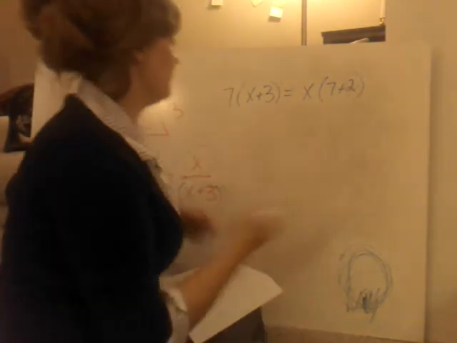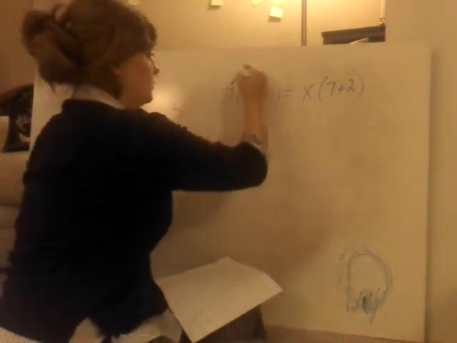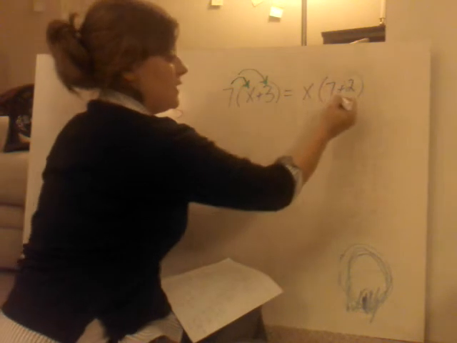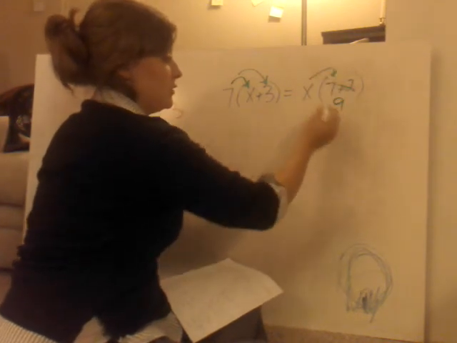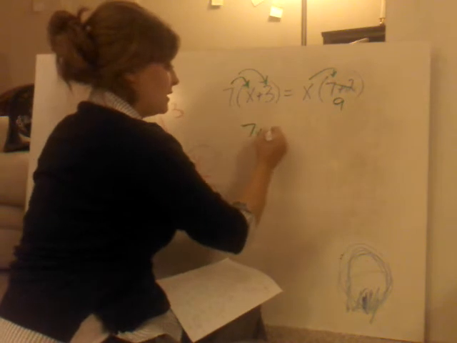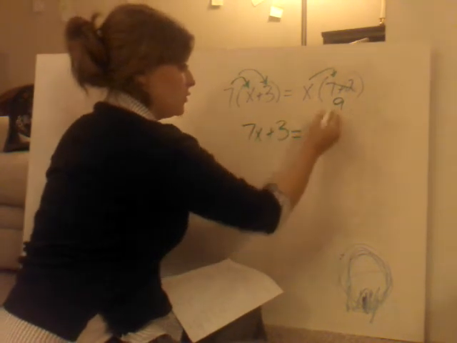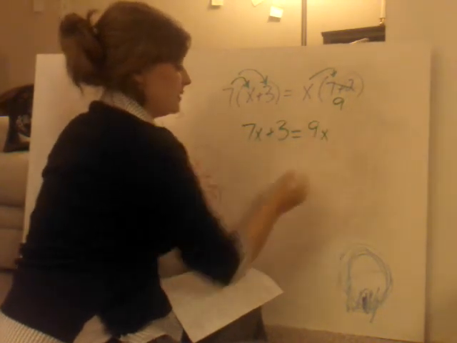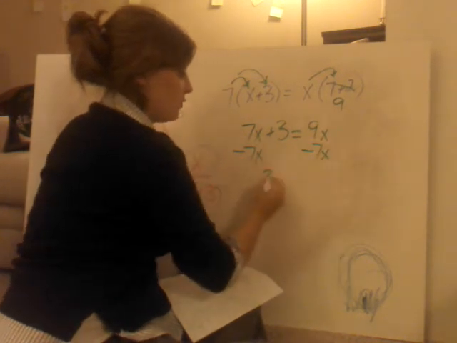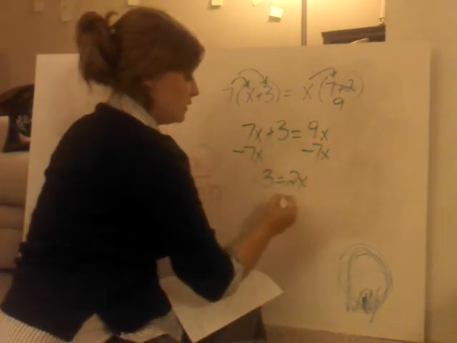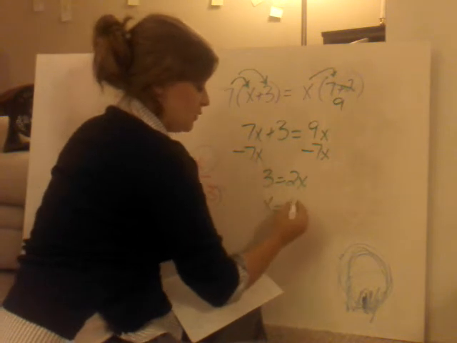My green. So now I distribute right here. Now this is actually 9, but I'll still distribute to the 9. So I have 7x plus 3 is equal to 9x. I'll subtract 7x from both sides. 3 is equal to 2x. X is equal to 3 halves.